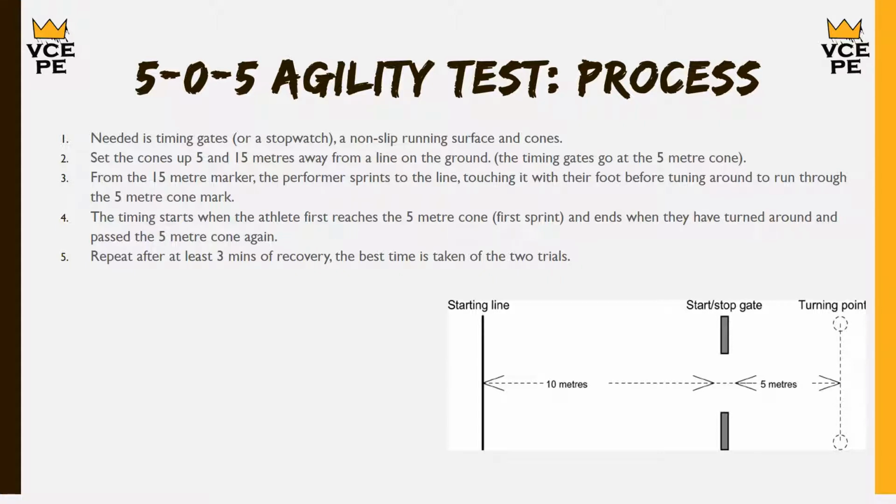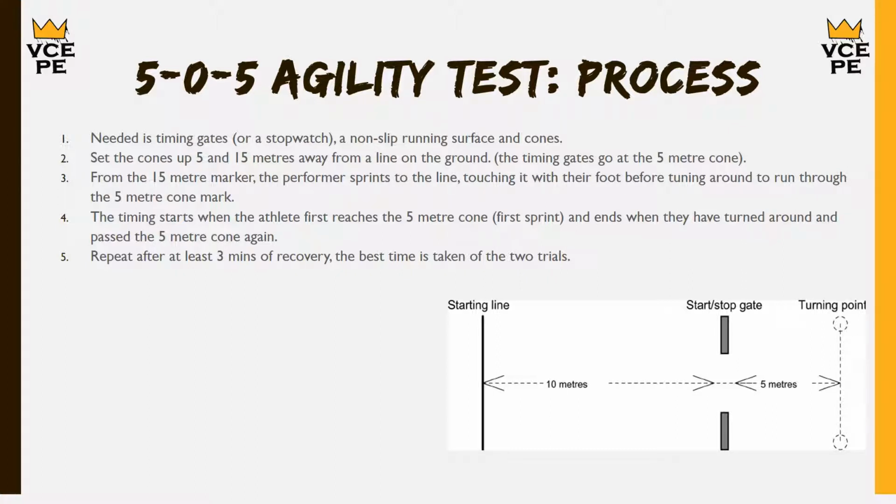The person then continues running for the 5 meters to the turning point as quickly as they can. They need to stop. They need to make sure their foot touches the line, and then they need to turn back around and run back through the start and stop gate. The person with the stopwatch will stop that timer as they run through that gate.